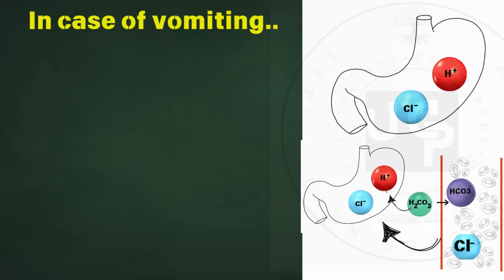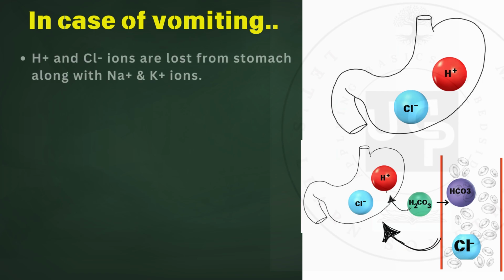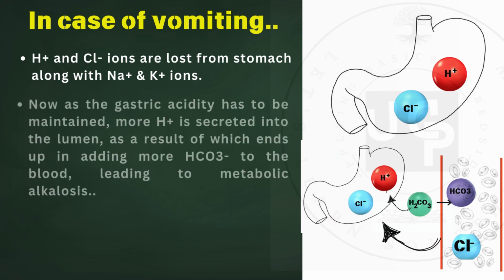What happens in case of vomiting? When the content of the vomitus is predominantly gastric fluid, there is net loss of H plus, chloride, sodium and potassium ions in the form of gastric fluid. To maintain the gastric acidity, more H plus ions are secreted into the gastric lumen, ending up in an extra load of bicarbonate ions being added to the circulation. This leads to metabolic alkalosis.